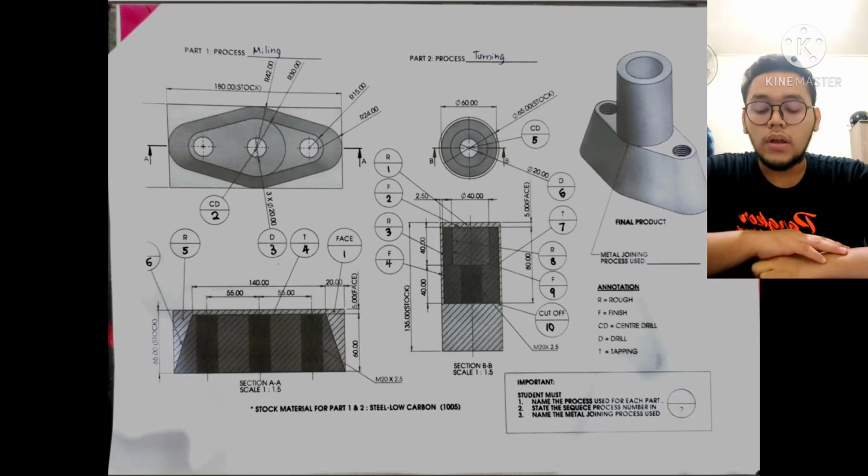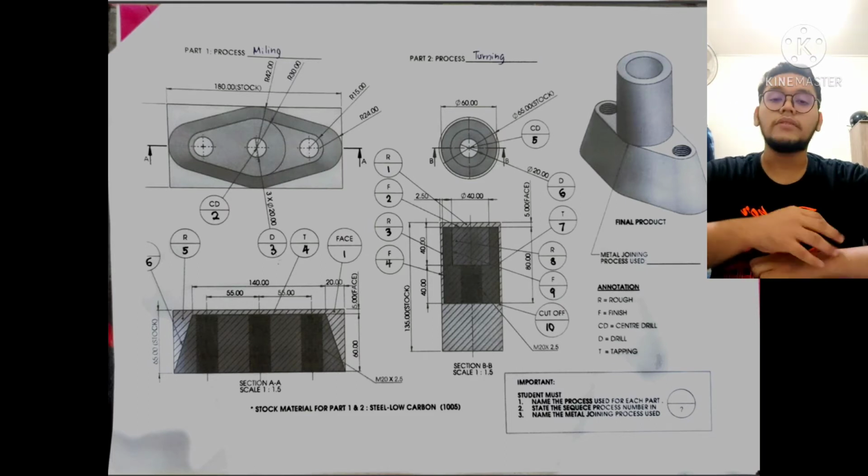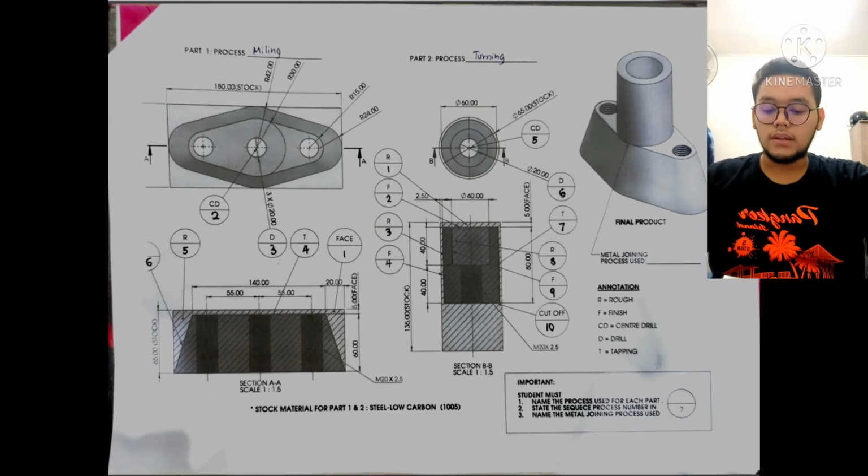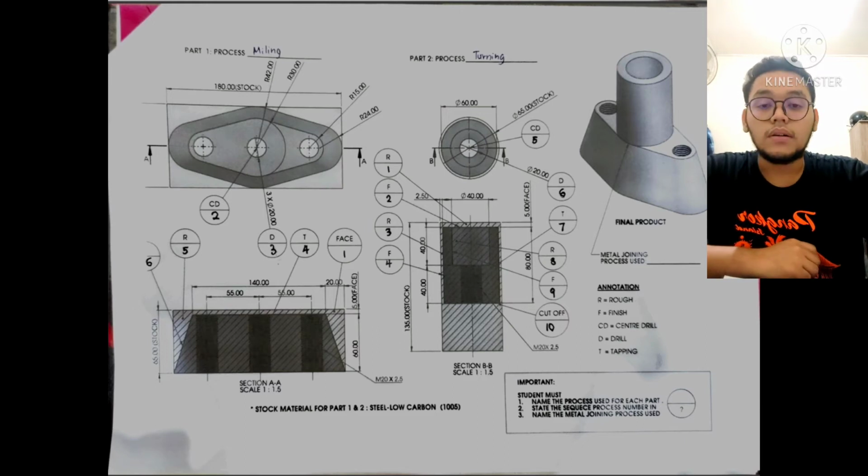For part 1, the process is a milling process, and the steps that I choose are number 1 face mill, number 2 center drill, number 3 drill, number 4 tapping, number 5 rough mill, and the last one, number 6, finish mill contour.